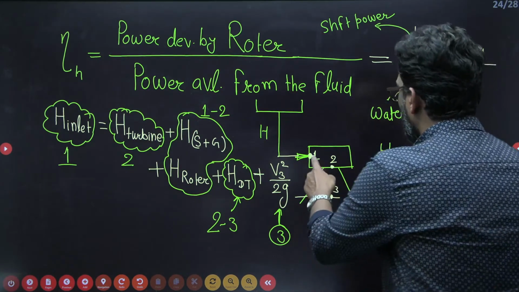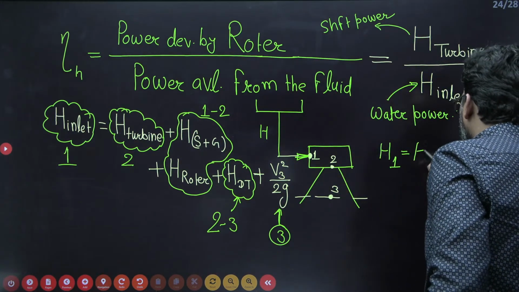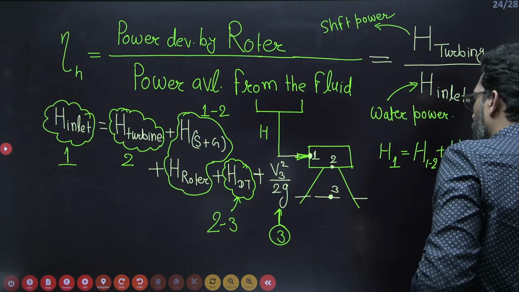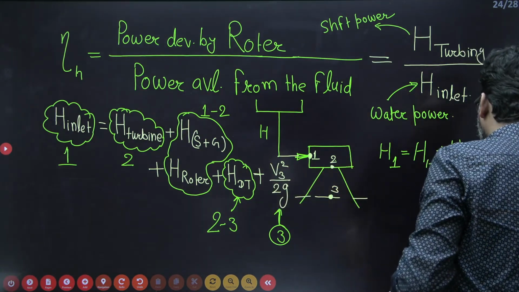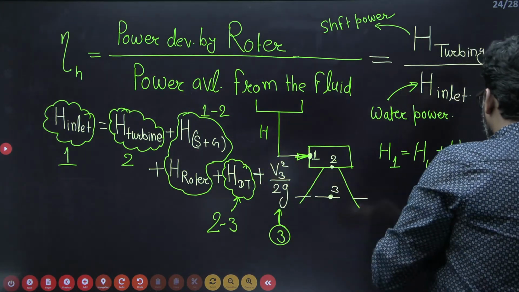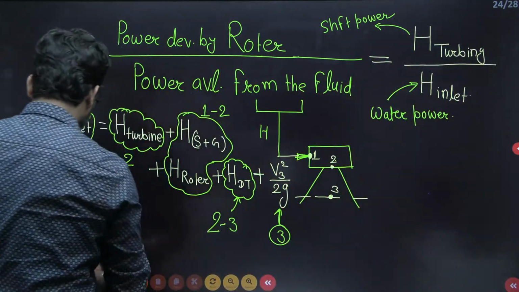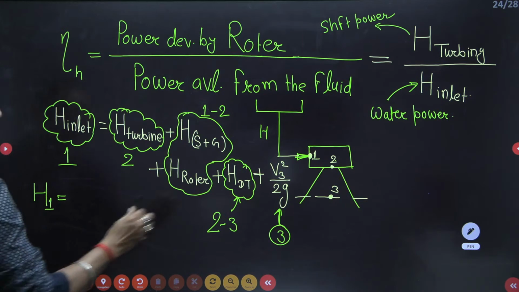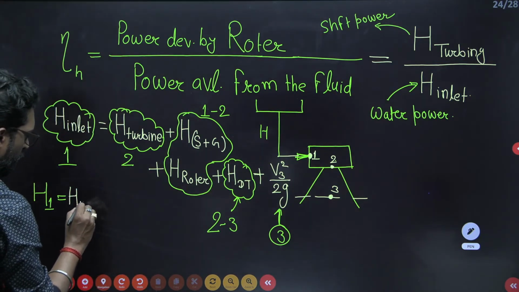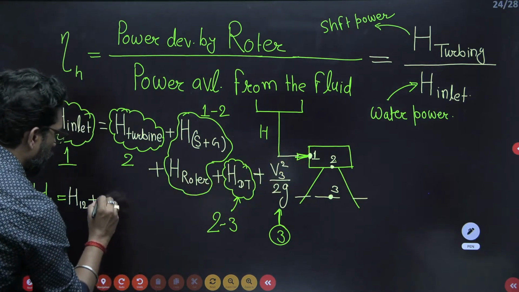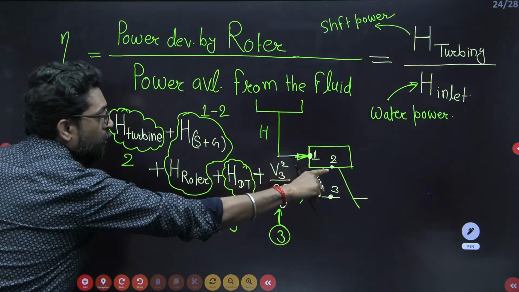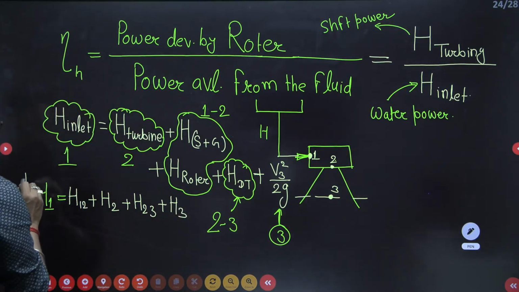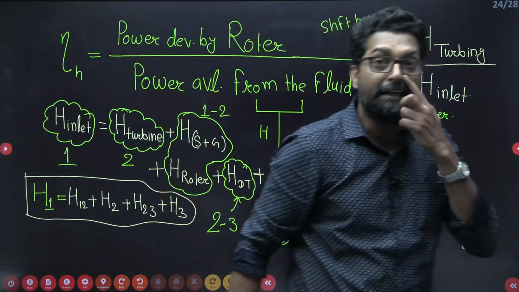H1 is equal to H1 to 2 plus H2 plus H2 to 3 plus H3. Here space is less, one second. We have to take it like that. This is a very important thing. If you know this one, you can very easily handle the head related problems in the turbine.